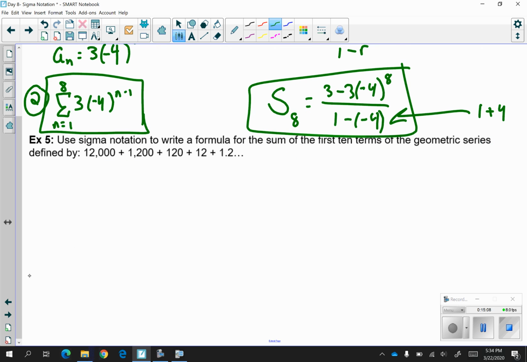Let's keep practicing. What you should be doing is pausing your video, seeing if you could do it on your own, and then checking with the video afterwards. See if you're right. Now this one says use sigma notation. So we're using this, and we're writing the formula for the sum of the first 10 terms of the geometric series.